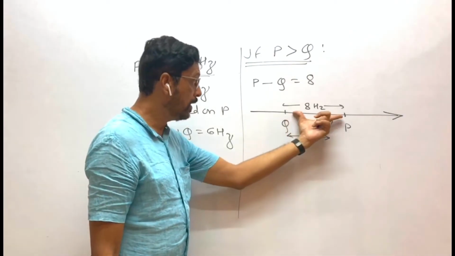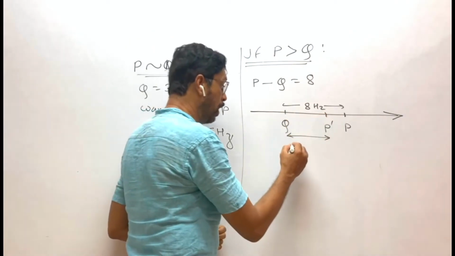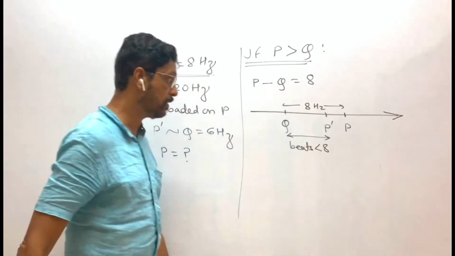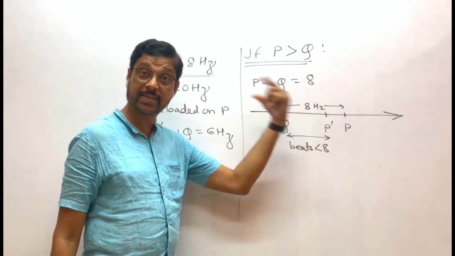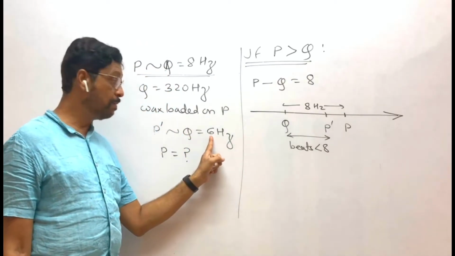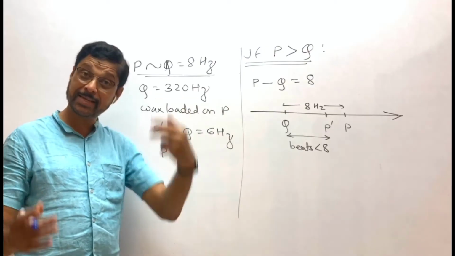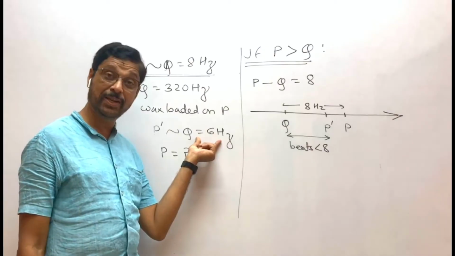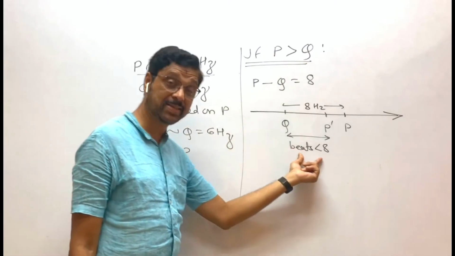कम हुआ, 8 हर्ट्ज से कम. मींस नाउ बीट्स विल बी लेस देन 8. नाउ द नंबर ऑफ बीट्स विल बी लेस देन 8. एंड व्हाट इज गिवन? इट इज गिवन दैट नंबर ऑफ बीट्स इज 6, मींस लेस देन 8. है ना? जब वैक्स डाला तो नंबर ऑफ बीट्स कितने हो गए? 6 हो गए, मींस दे आर लेस देन 8.